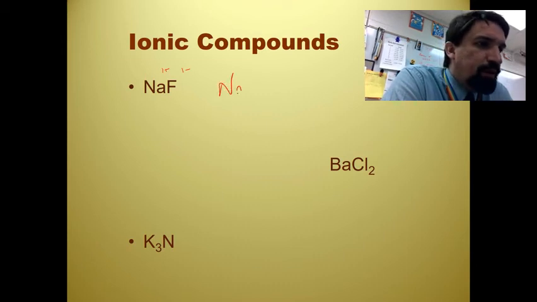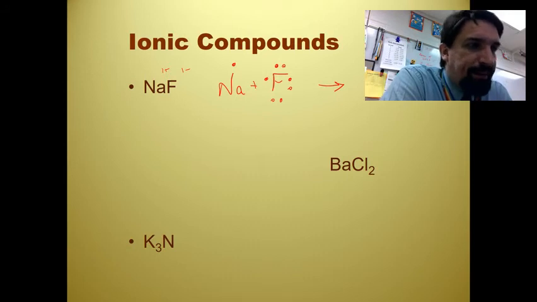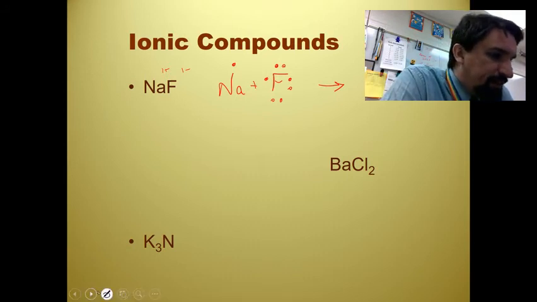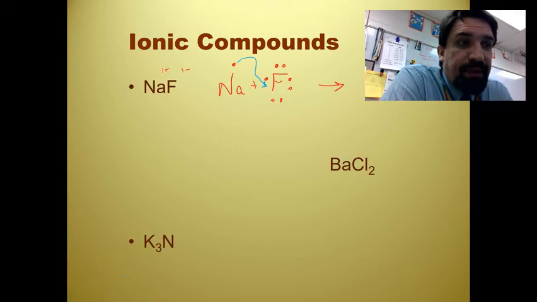Okay, so sodium normally would look like this, and fluorine normally would look like this. Okay, if I'm trying to make NaF, what's going to wind up happening here in my story, let me change the color real quick, is that this sodium is going to lose an electron, and the fluorine is going to wind up gaining the electron.